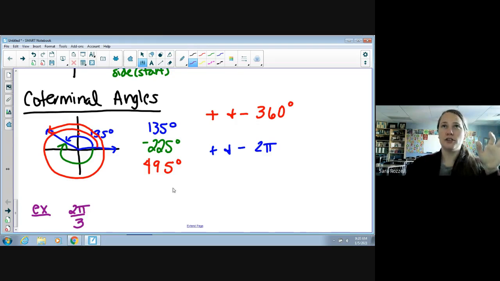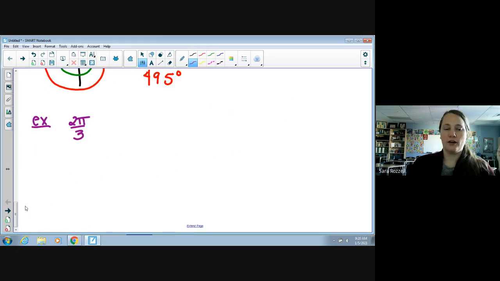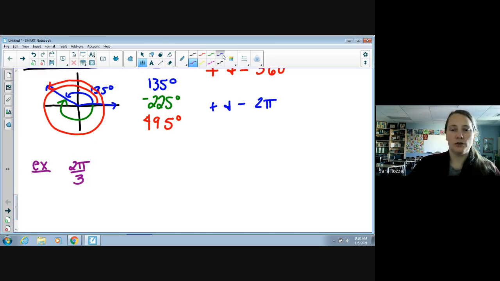Some people don't like to do this with fractions. They just instead would rather switch that to degrees and do it and then change it back, which is okay. I don't care. But if you wanted to stick with radians the whole time, we're going to subtract 2 pi and we're also going to add 2 pi. So we have to do two things. We're going to do both of these problems.